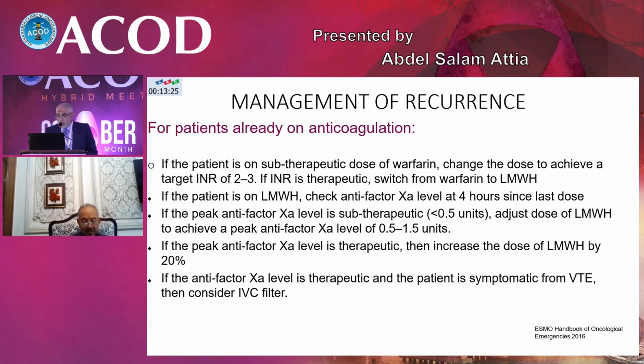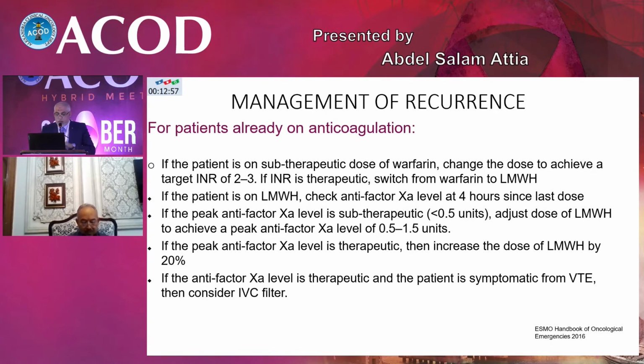For a patient on low molecular weight heparin, check the anti-factor 10 level at 4 hours after the last dose. If the peak anti-factor 10 is subtherapeutic, less than 0.5 units, adjust the dose of low molecular weight heparin to achieve a peak anti-factor 10 between 0.5 and 1 unit.